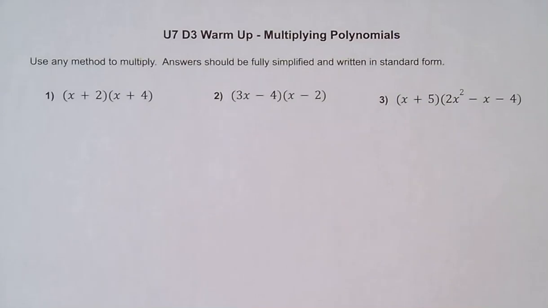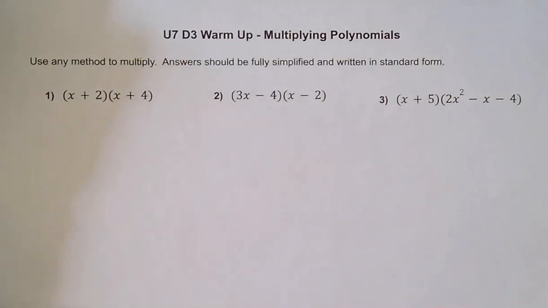So we had 3 different methods. We used just distributive property, then we used FOIL as long as we were multiplying a binomial times a binomial, and we used the box method. You can use whichever method you prefer, but you just want to be sure that your answer in the end is simplified and written in standard form.